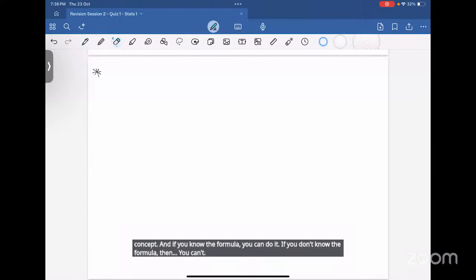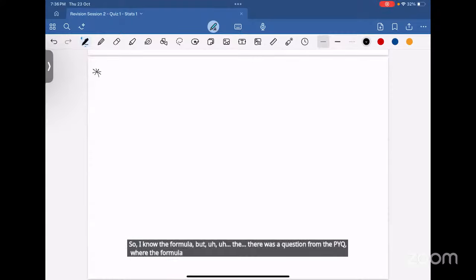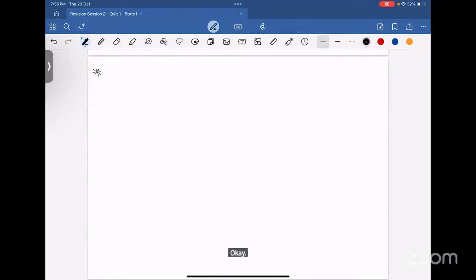Yeah, so I know the formula, but there was a question from the PYQ where the formula which was given did not work. The answer was coming negative, but the correct answer was positive. Okay, we'll see. Mostly we'll see that tomorrow in the mock session. Sure, sir. Please kindly cover the important formulas so that we can prepare those at least.